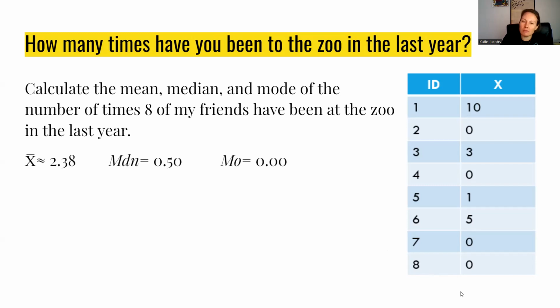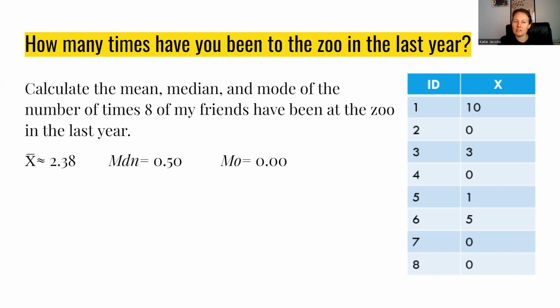All right, so hopefully when you went through, you saw that the mean equaled 2.38, the median equaled 0.50, and the mode equaled 0 as well. So when we look at these numbers, which one of these looks off? Which one of these looks like it might not actually represent our data set?